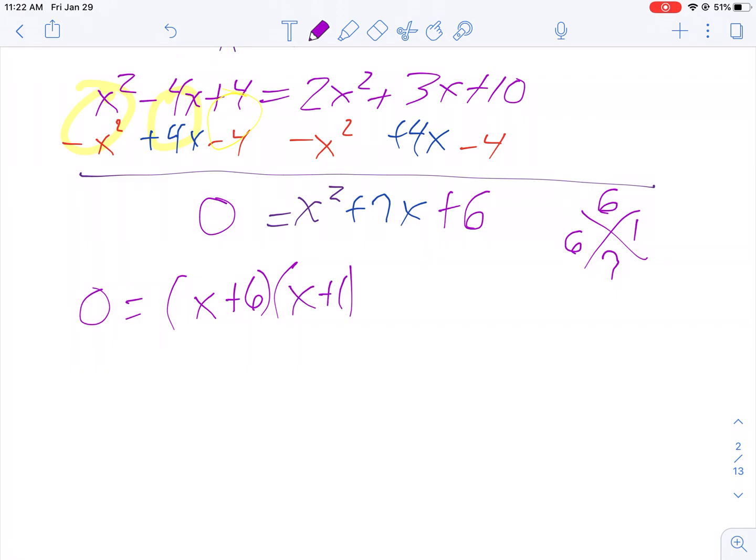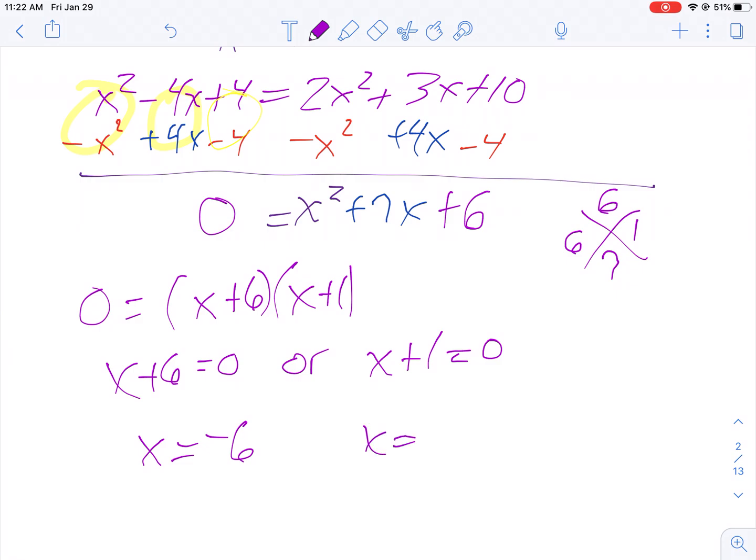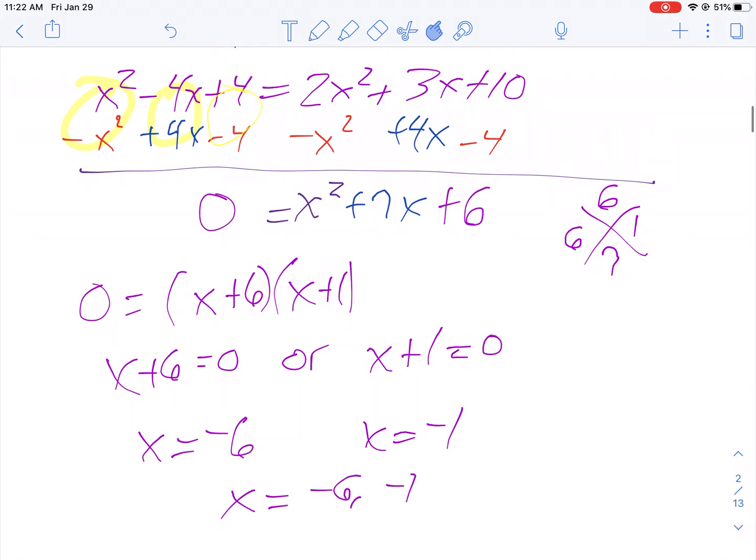Now we use the zero product property to say x plus 6 equals 0 or x plus 1 equals 0. Well, what do you have to add to 6 to make 0? You get negative 6. What do you have to add to 1 to get 0? You get x equals negative 1. On Alex, you'll type in x equals negative 6 comma negative 1. And that's what you have to do in that problem.